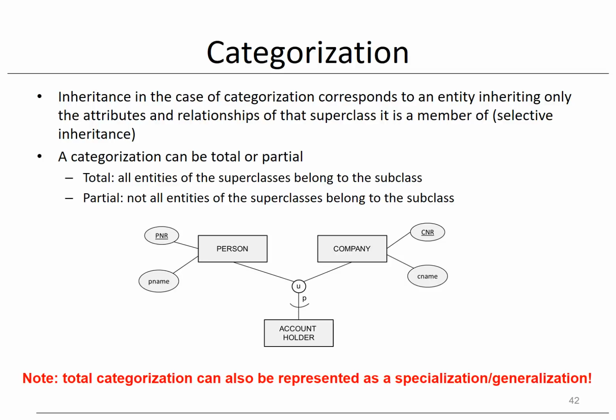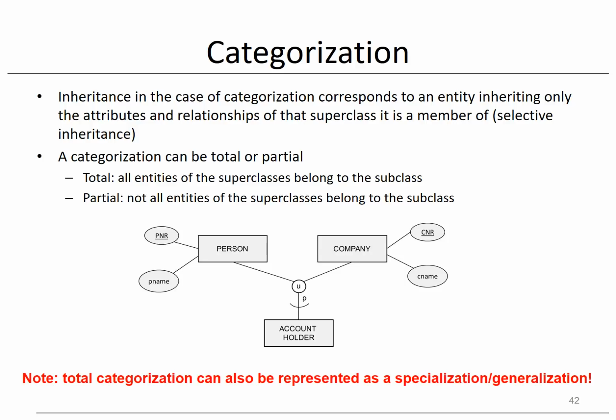Similar to a specialization, a categorization can be total or partial. In a total categorization, all entities of the superclasses belong to the subclass. In a partial categorization, not all entities of the superclasses belong to the subclass. Selective inheritance in this example implies that some account holders inherit their attributes and relationships from person, whereas others inherit them from company.